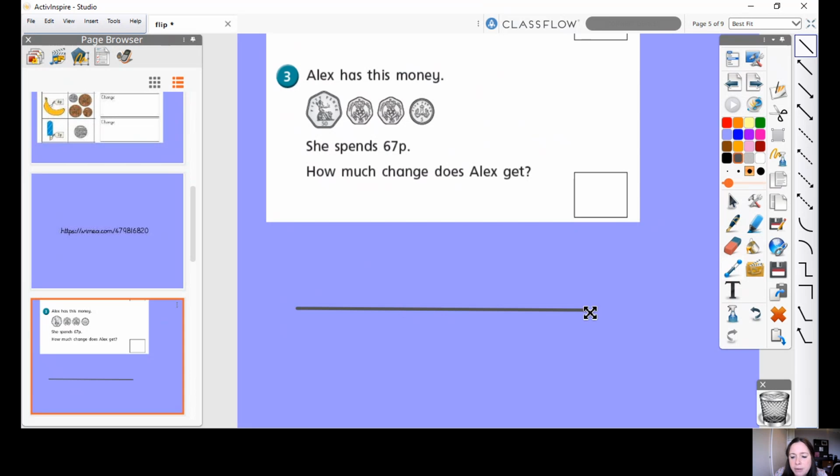Don't worry if you find the number line tricky, because we're going to do lots of finding the difference next week using number lines. Okay, when you've had a go at that one, come back to the video.